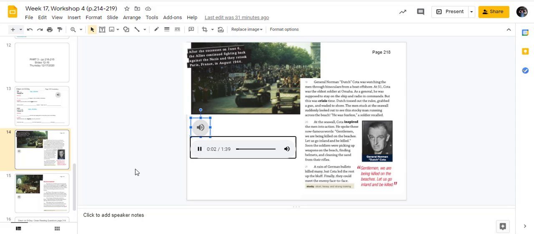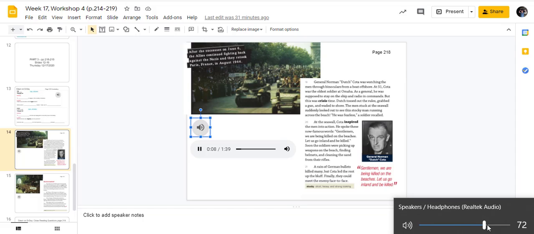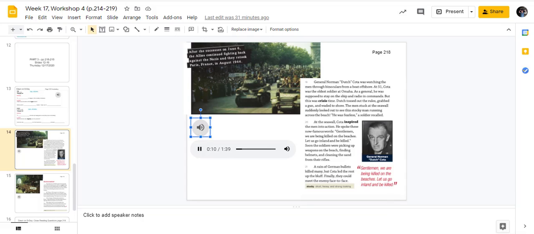We will now conclude our reading of Dawn on D-Day. If you are using your real book, please turn to page 218 and 219. First, I will read in the black box on the picture. After the successes on June 6th, the Allies continued fighting back against the Nazis, and they retook Paris, France in August 1944.